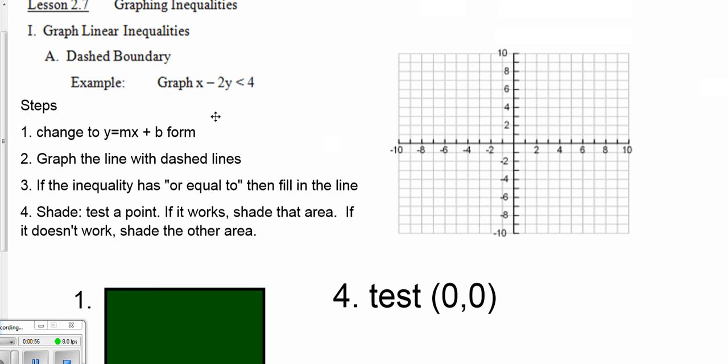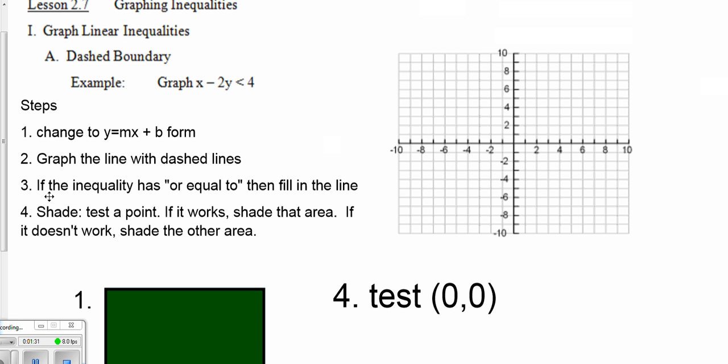Okay, so our steps to solving an inequality like this. We're going to change it to y equals mx plus b form, just like we want to do with any linear equation. We are then going to graph that line, starting off by using dashed lines. Starting off, we're always going to use the dashed lines, and then we'll fill them in either with the solid line or leave them as dashed. The solid line will be if there's an or equal to. So if it has the underline, then we'll fill in the solid line there.